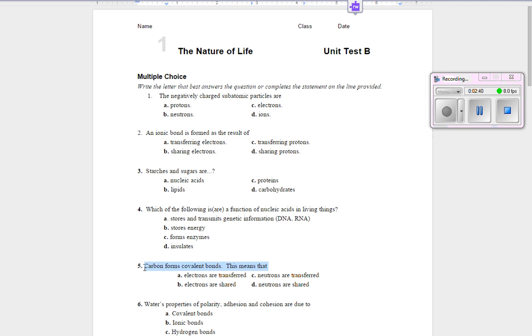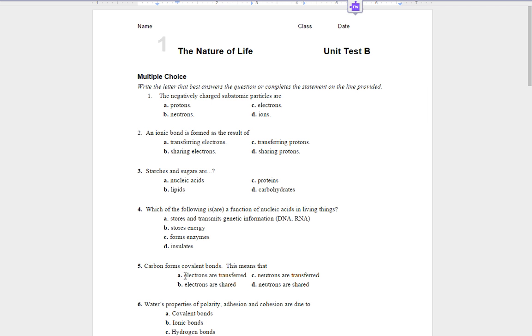Carbon forms covalent bonds. This means that A. Electrons are transferred, electrons are shared, neutrons are transferred, neutrons are shared. Carbon forms covalent bonds. Are electrons transferred, electrons shared, neutrons transferred, or neutrons shared?